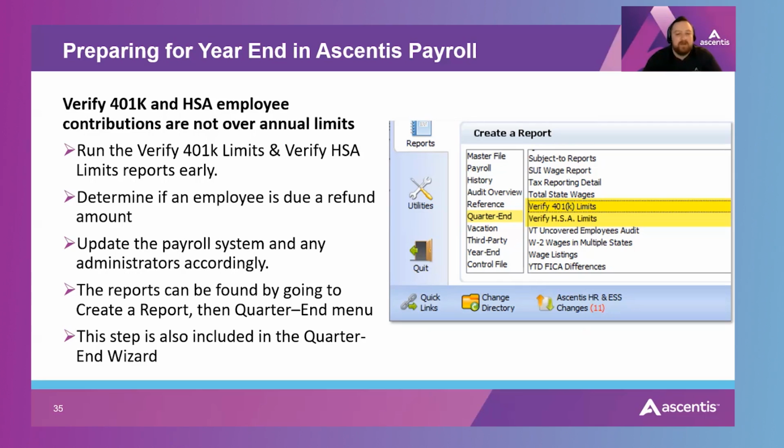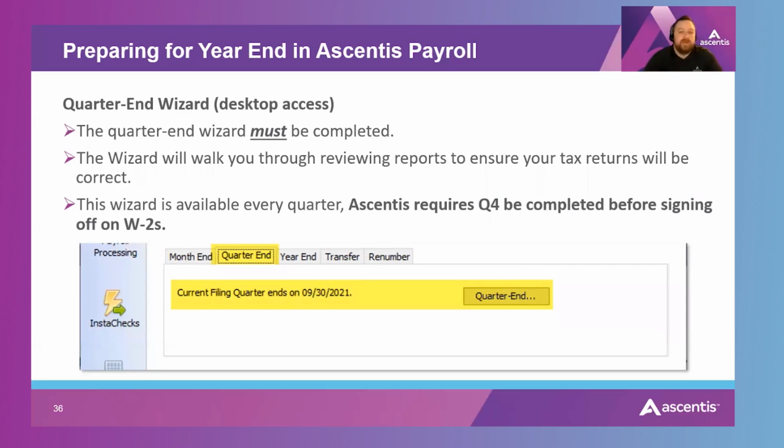The reports can be found by going under Create a Report and the Quarter End menu. This step is also included in the Quarter End wizard throughout the year. Once all payrolls and entries for fourth quarter have been recorded, the Quarter End wizard must be completed. The wizard will walk you through reviewing reports to ensure your tax returns are filed correctly. This wizard is available every quarter, and Ascentis requires the fourth quarter to be completed before you can sign off on your W-2s.